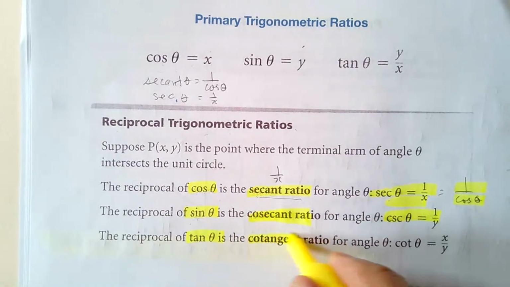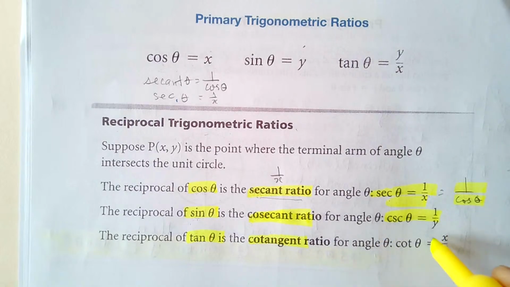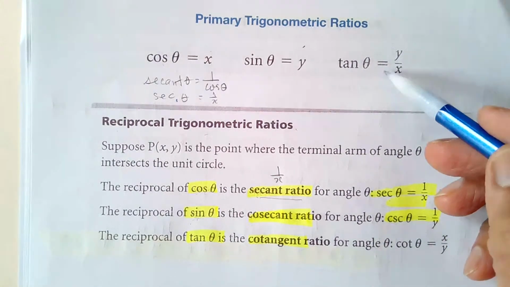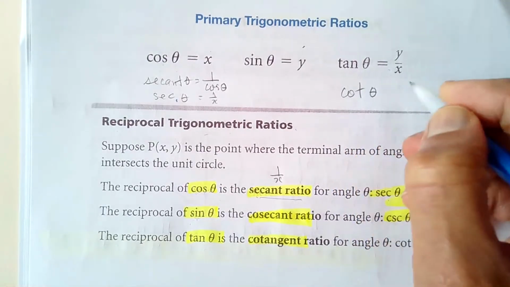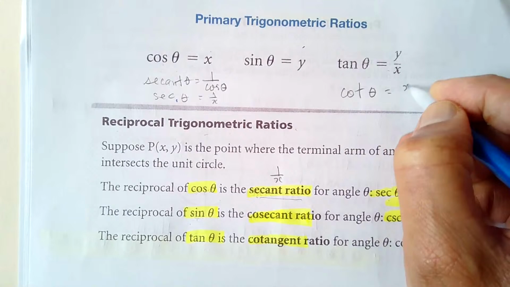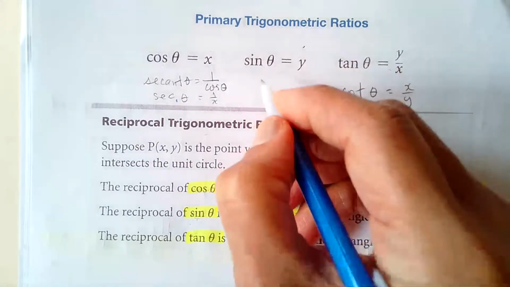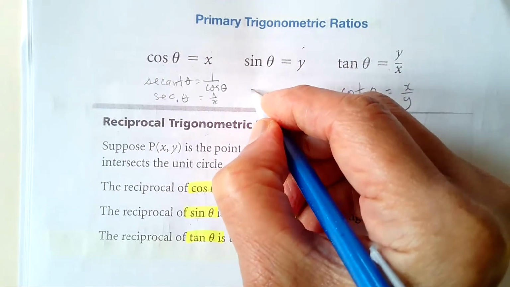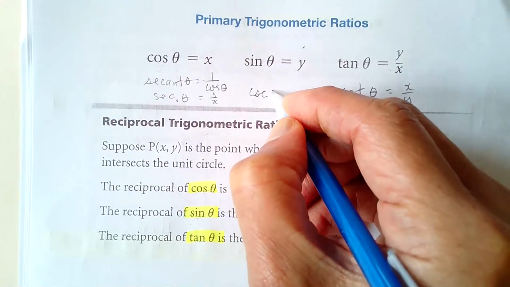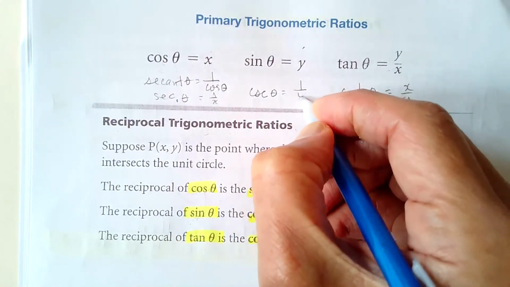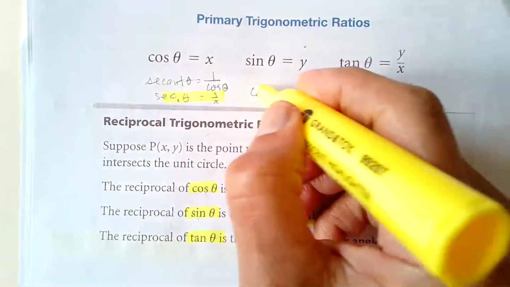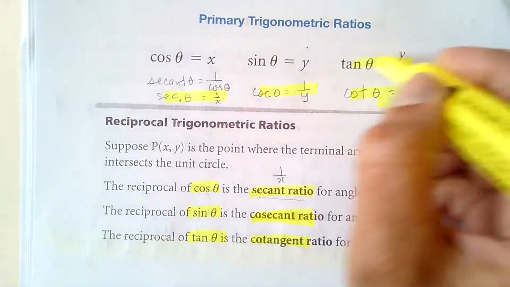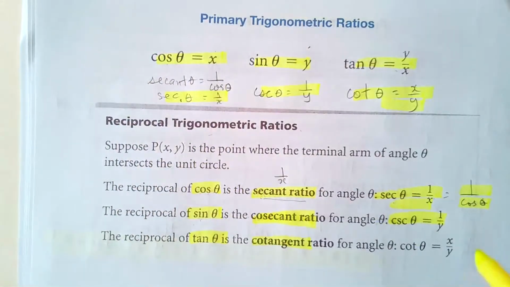Tangent is a little bit easier because it's cotangent, which is the inverse. So the reverse of this gives us cotangent, referred to as cot. The reverse of this would be x over y. And remember, cosecant theta is 1 over y. So these are the ratios. You'll want to remember these because they will come into the questions we're going to do later.